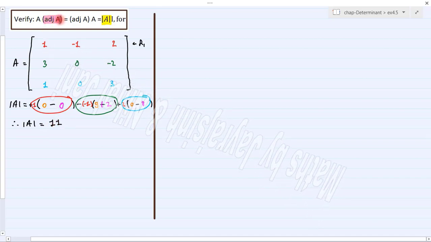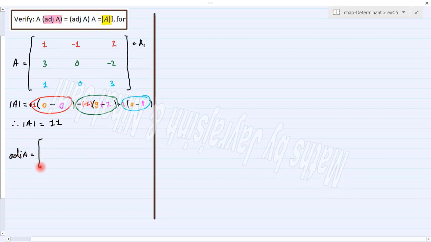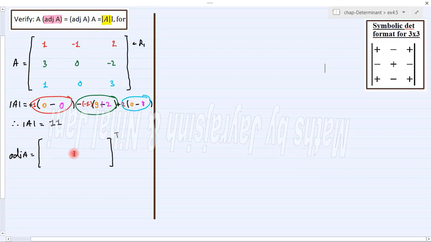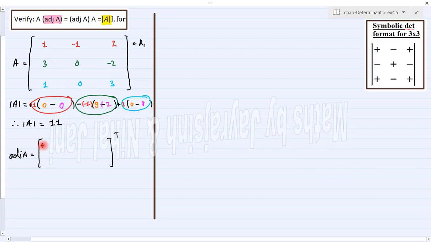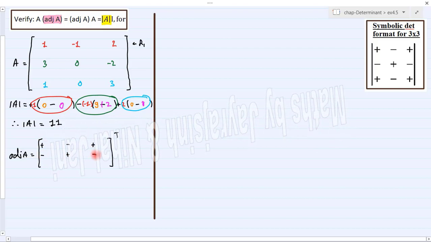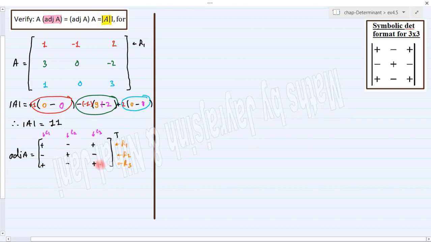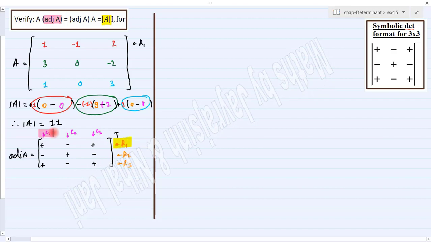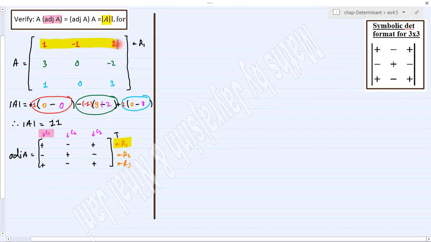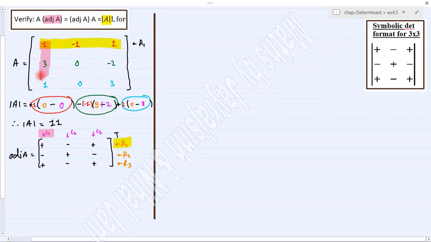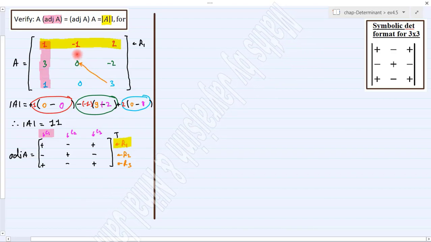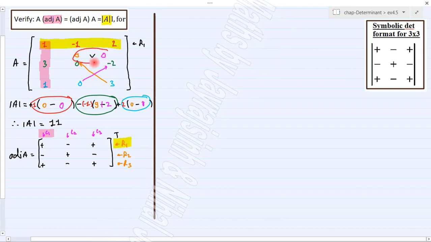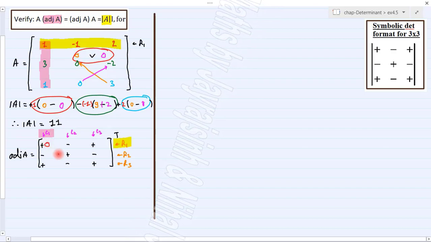Now the second required quantity is adjoint of A, which is transpose of matrix obtained by cofactors. And to obtain cofactor, first of all, use the symbolic determinant format for the corresponding sign of the element. Now we just have to find out minors of them. The first element is in first row and first column. So we have to ignore first row and first column. So we have to multiply 3 zeros are 0 minus 0 minus 2 are 0 again. So your first minor will be 0.